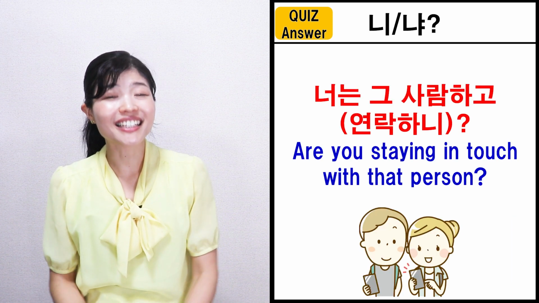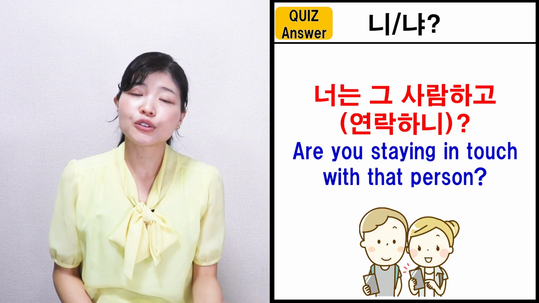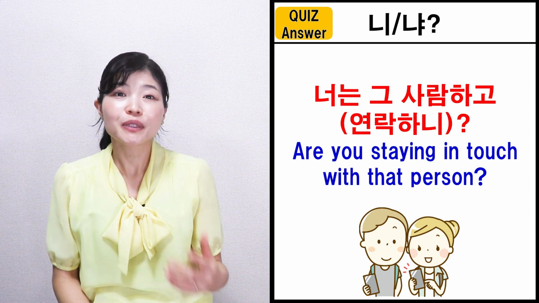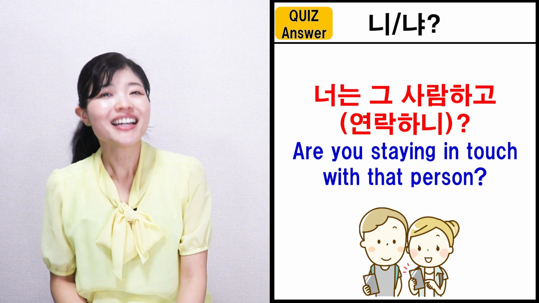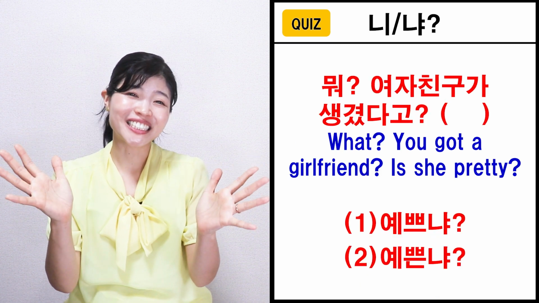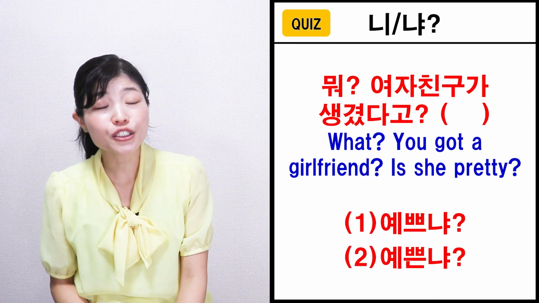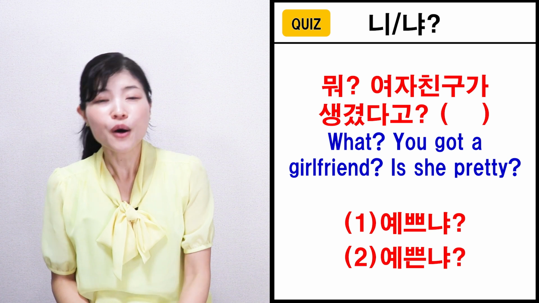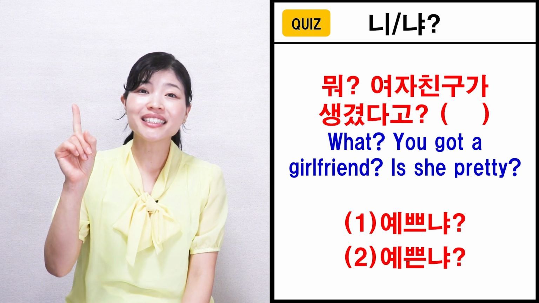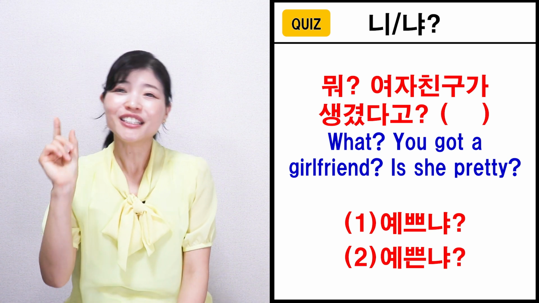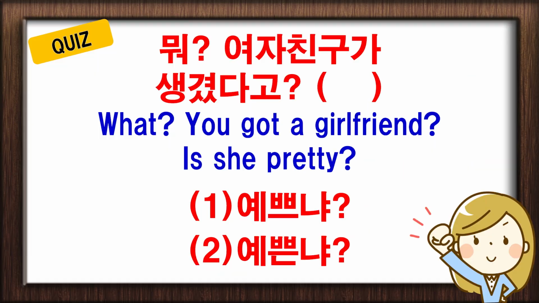Now, let's read the sentence together. 너는 그 사람하고 연락하니? Please read aloud as if you are a friend of the listener. Then, let's try the next quiz. 뭐? 여자친구가 생겼다고? What? You got a girlfriend? Is she pretty? Number 1, 예쁘냐? Number 2, 예쁘니냐?